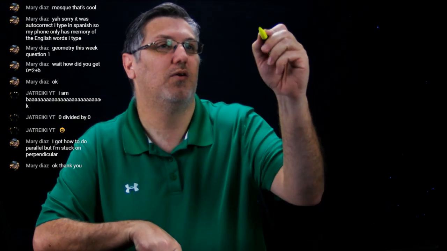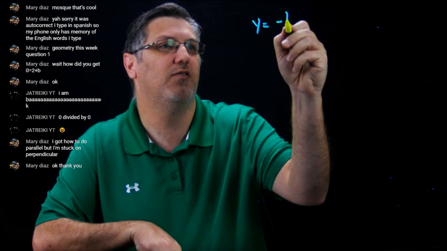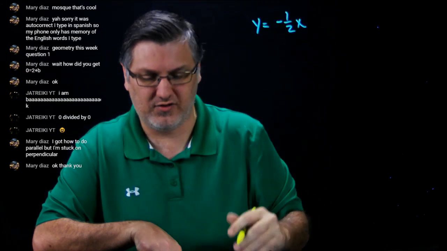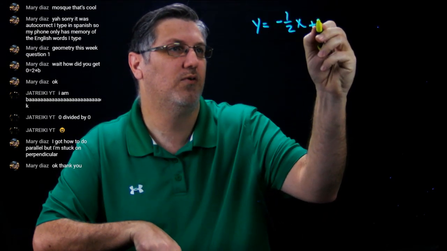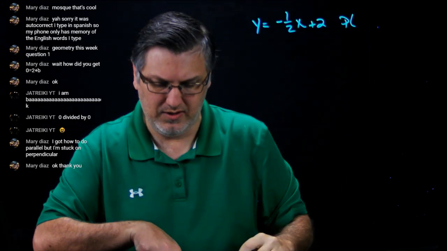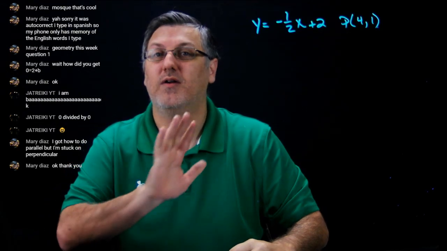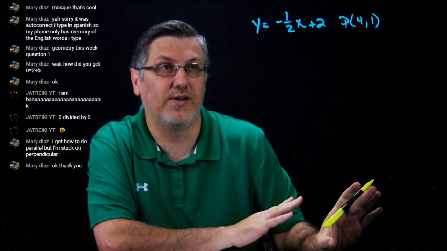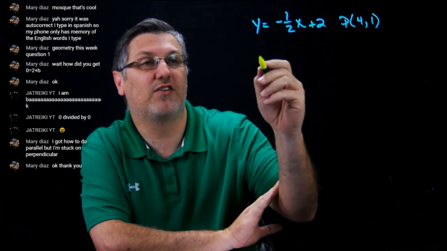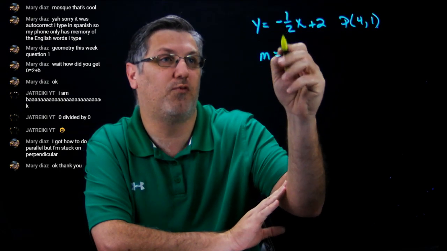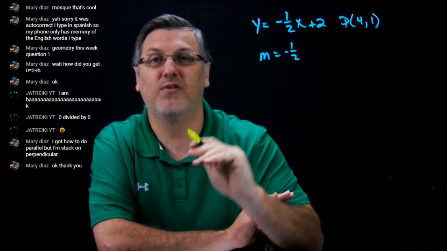All right, number 2. We've got y equals a negative 1/2 x plus 2, and my point P is 4, 1. Okay, so you're okay with the parallel. So my slope here, that's the key to figuring it out. My slope for this equation is negative 1/2.